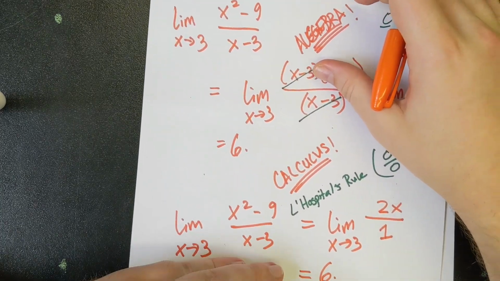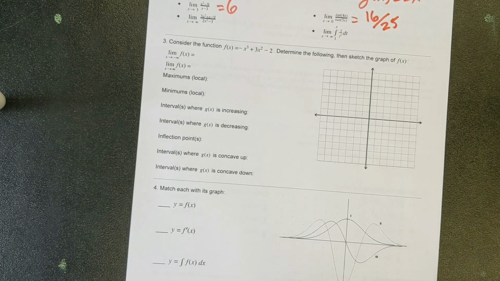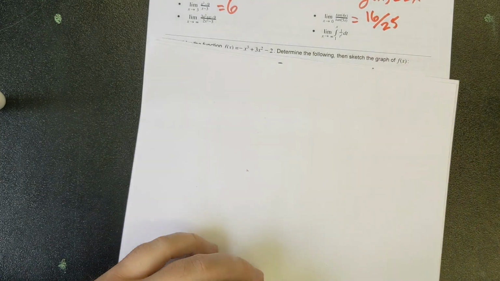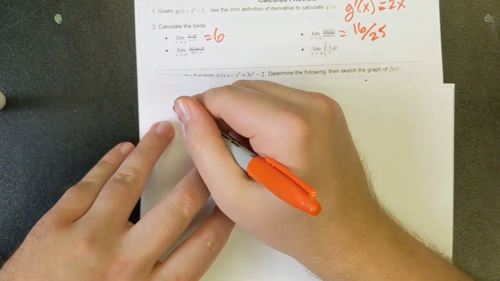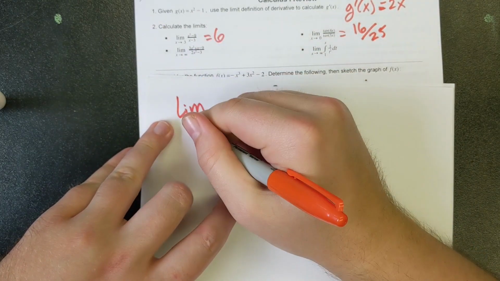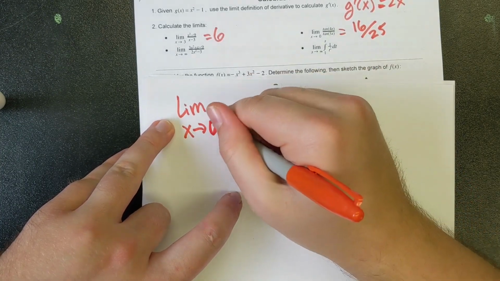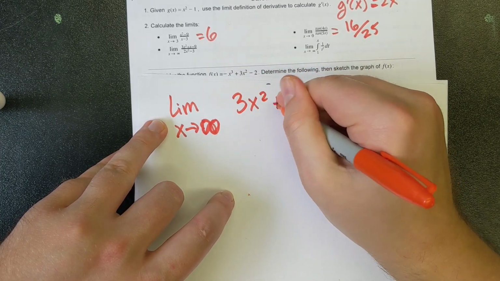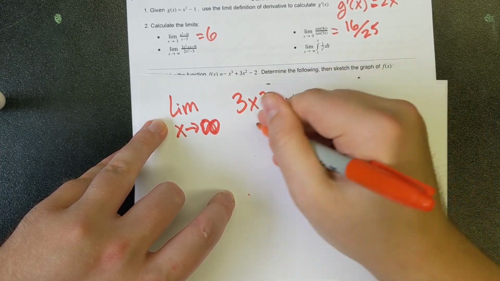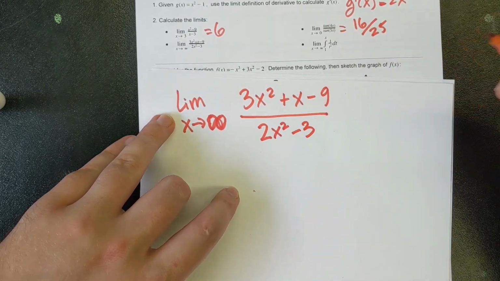Some of these next problems, though, will really call for L'Hopital's rule. So let's see that in action. Now, there's another limit here that's asking you to find the limit as x goes to infinity of 3x squared plus x minus 9 over 2x squared minus 3.